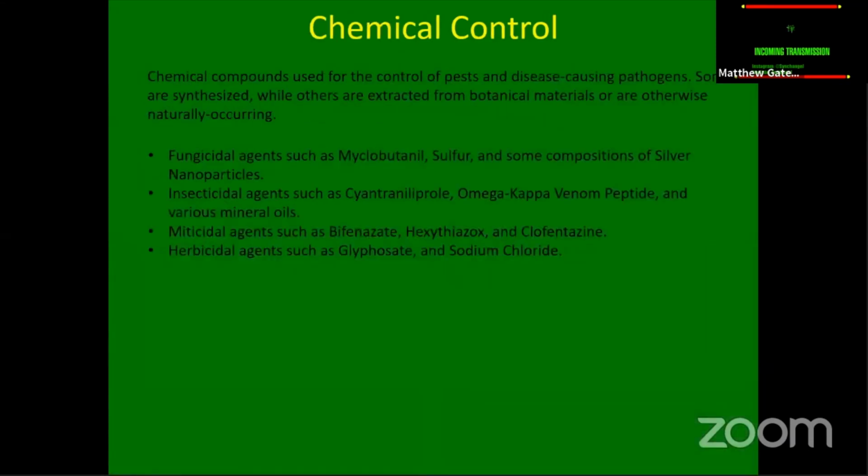Moving on to chemical controls, I'm giving here examples of different classes by what kinds of things the pesticide affects. Pesticides are often categorized in chemical classes, so whether the chemical agent is a kind of structure or comes from a certain place.